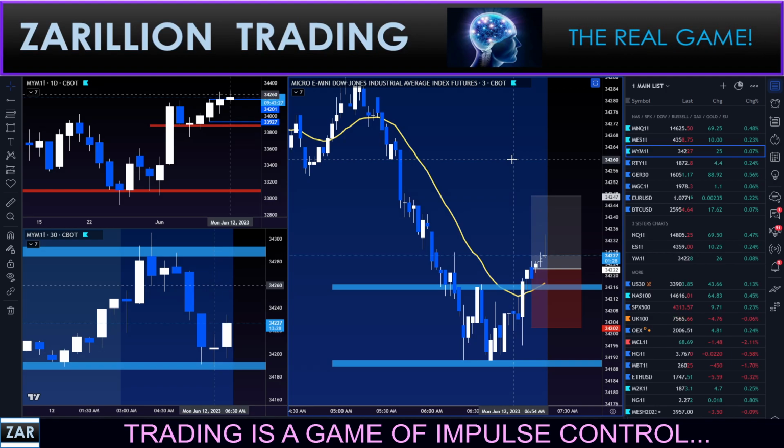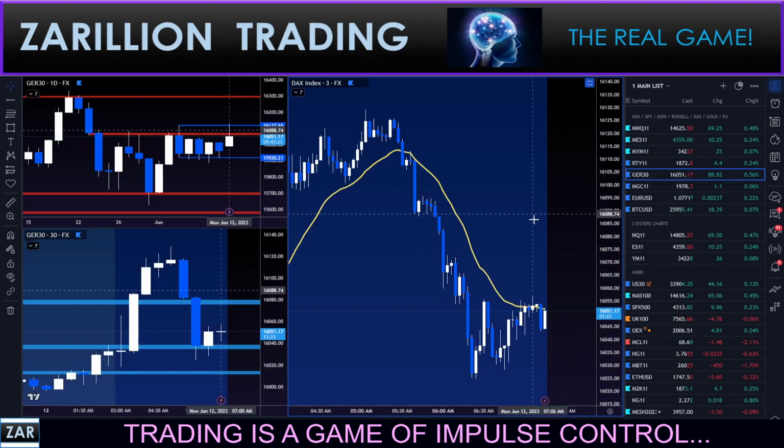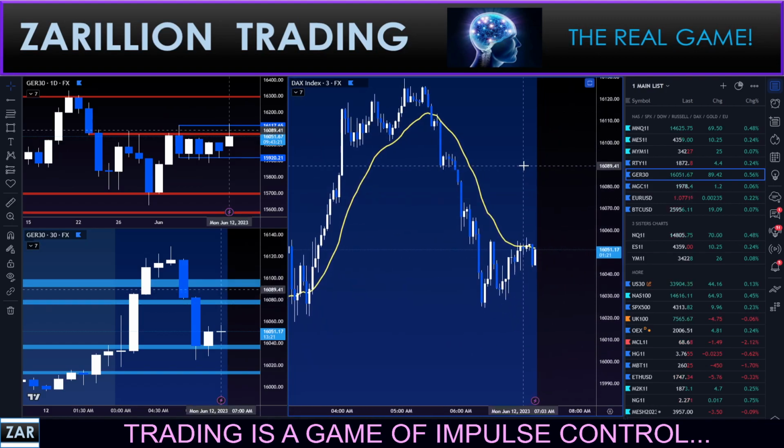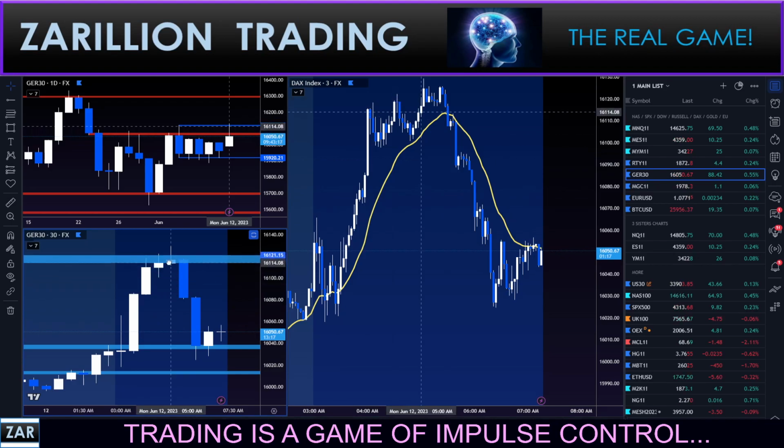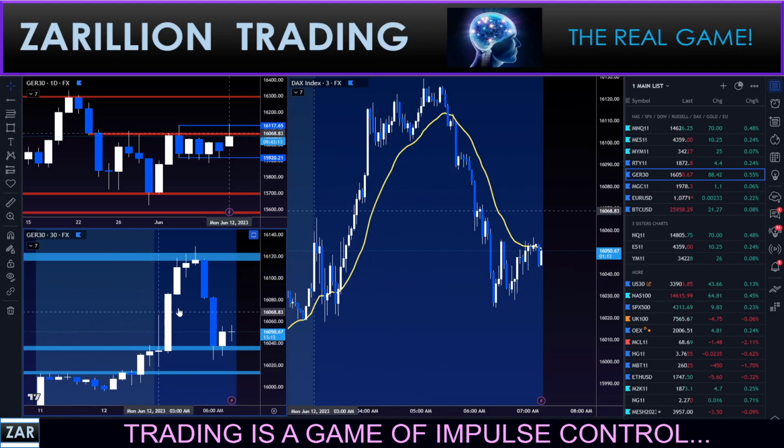But this is a sluggish time of the day. No matter how you slice it, it would be the case on the DAX as well. This is, of course, the German stock market index. Looking very similar here. Let's move some zones around just for fun.